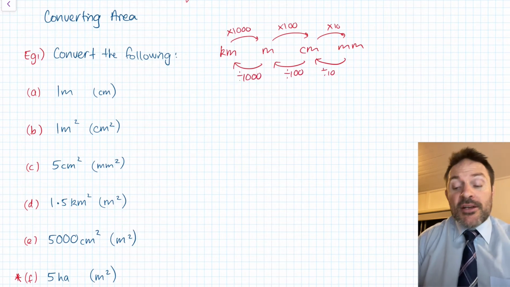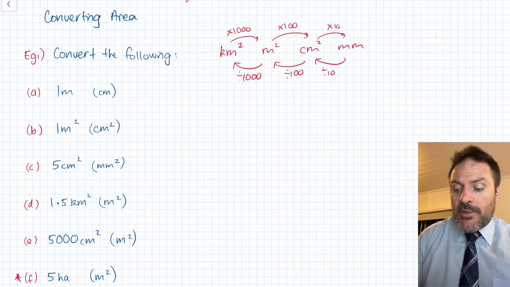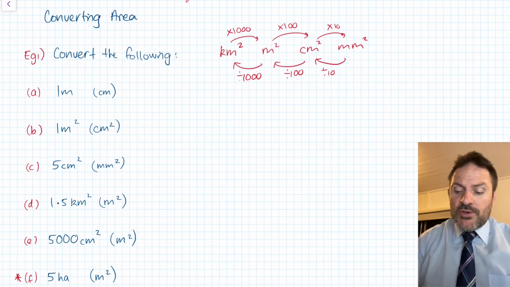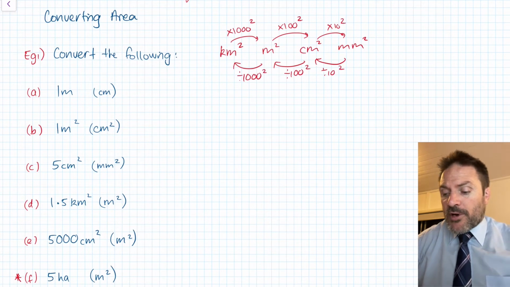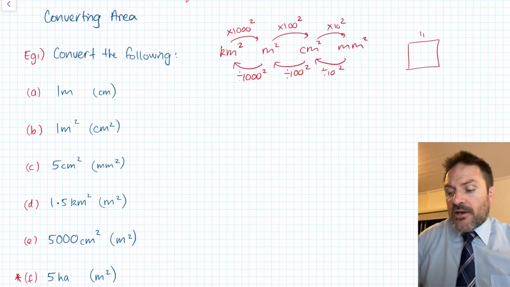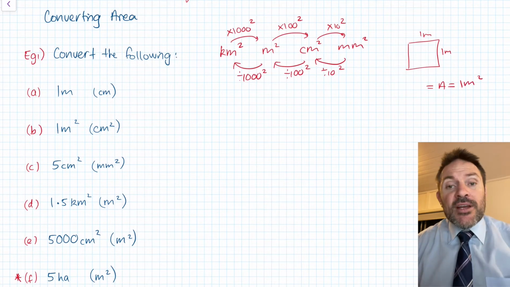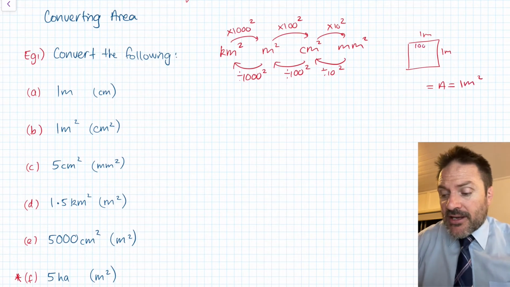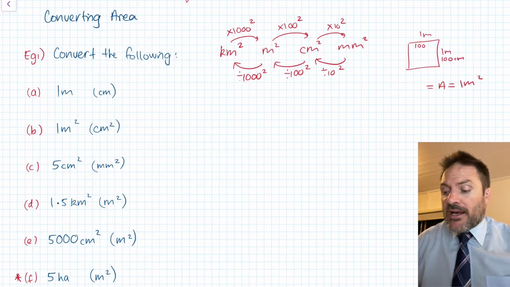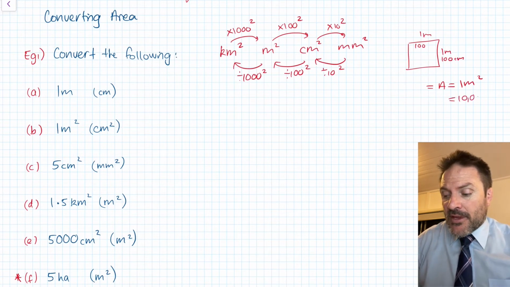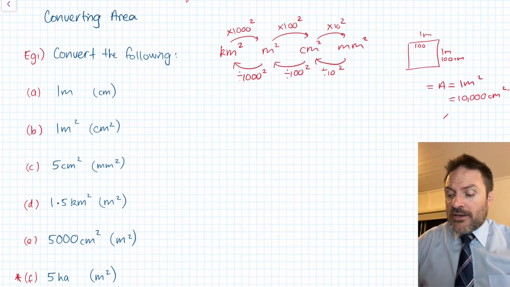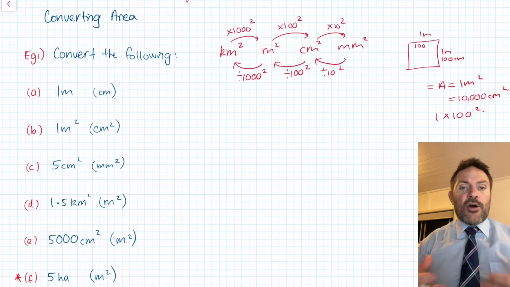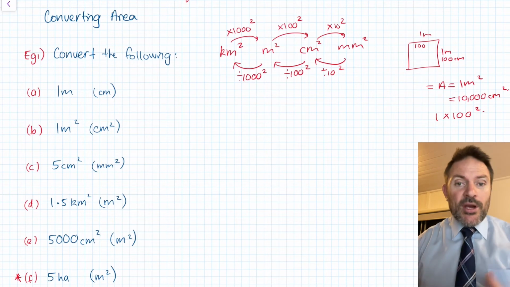Now, when we're doing area conversions, it means we have those units as squared, so we need to ensure that we square these measurements. You might remember back to 2 lessons ago, we spoke about the 1 meter square. Therefore, the area equals 1 meter squared. If we do that in centimeters, of course, we get 100 centimeters and 100 centimeters, which means we get 100 times 100, which is 10,000 centimeters squared, which means that conversion rate is 1 times 100 squared. So that kind of proves that whole point that you need to square those conversions.